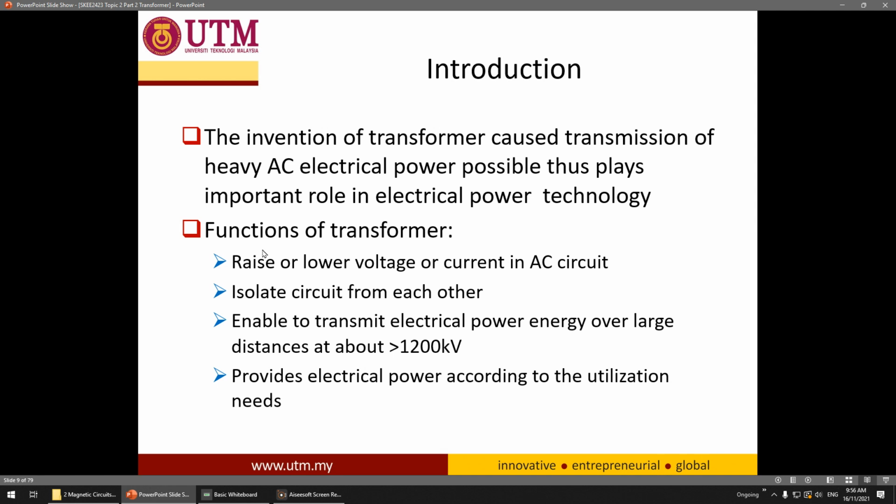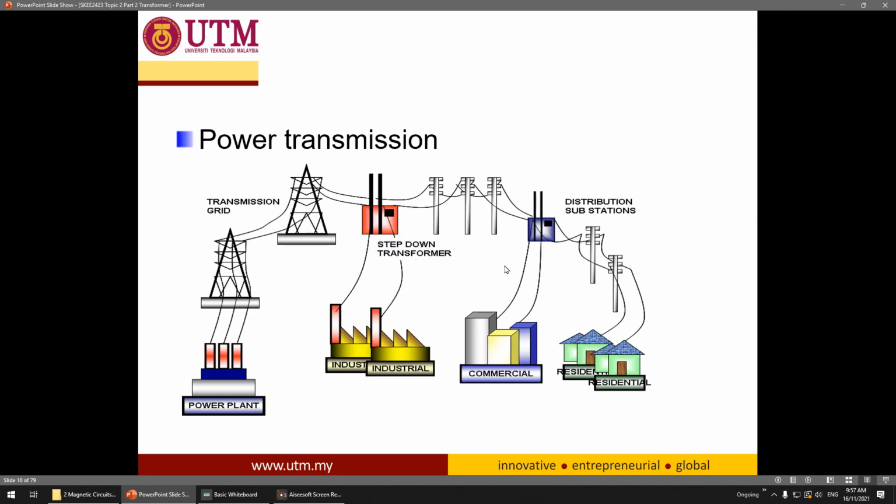So the functions of a transformer, this one is also usually asked in the theory: raising and lowering the voltage or current in an AC circuit, isolating the circuit, enabling the transmission of power over long distances. Another function of a transformer is to provide electrical power according to utilization need. So make sure you memorize this.